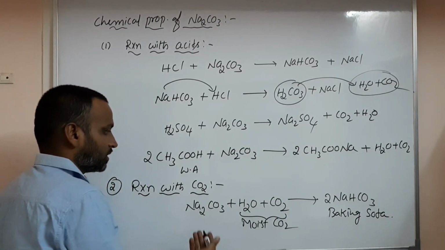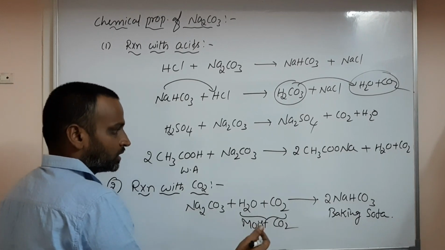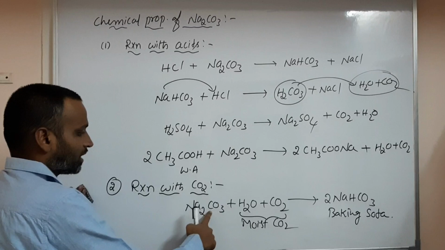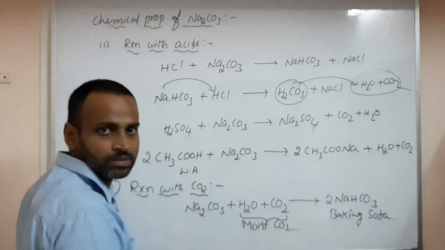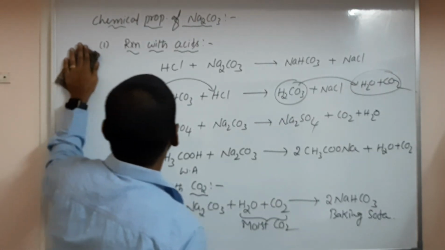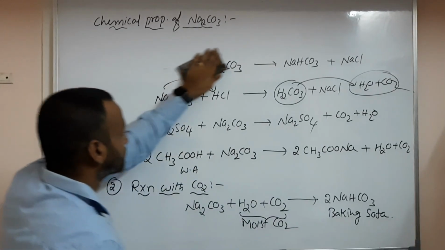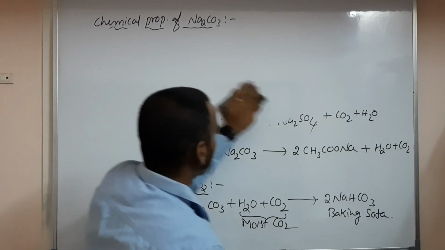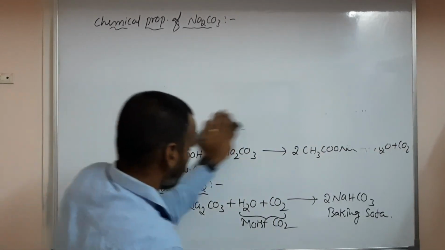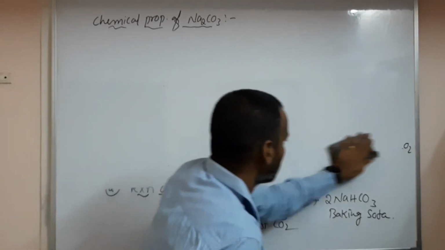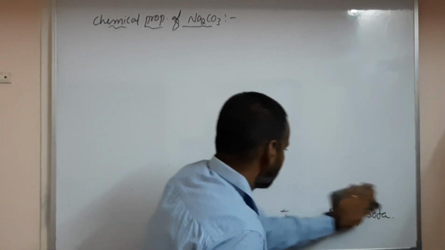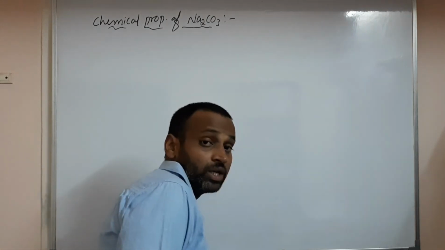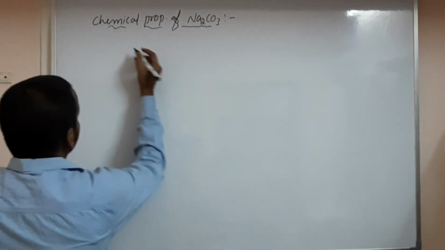Next, reaction with SiO2, silicon dioxide. So you will have Na2SiO3. Simple. Instead of carbon, you will get silicon. That's it. Can you write the reaction? So you have to write all these things. Next chemical property, sodium carbonate reaction with silicon dioxide. Na2CO3, Na2SiO3 you will have.